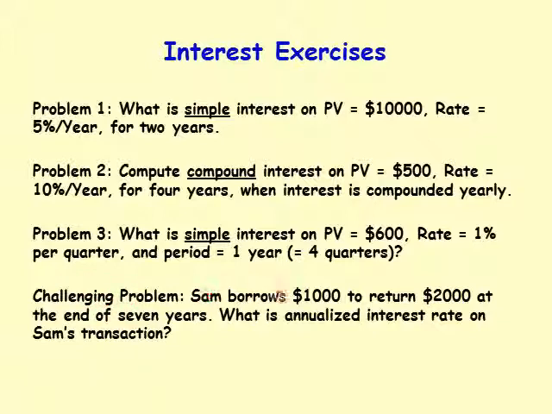Challenging problem. Sam borrows $1,000 to return $2,000 at the end of 7 years. What's the annualized interest rate on Sam's transaction? Here it's compound interest with a little twist, which is that it doesn't tell you the rate. You have to compute that. It tells you the final value and the initial value. Principal value is $1,000. Final value is $2,000. Number of years is 7. Interest rate is not given. Let's continue here.